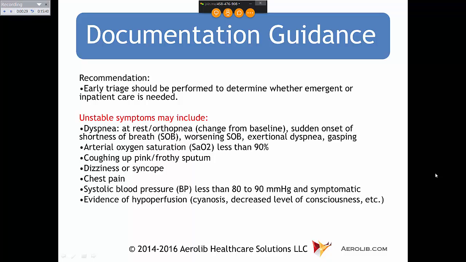Now, people on the call have already taken my hint that this is the terminology that's actually required in progress notes, in discharge summaries, in H&Ps. So pulse oximetry less than 90%, coughing up pink and frothy sputum, whether there's interstitial edema, pulmonary edema, whether there's dizziness or syncope, chest pain, systolic blood pressure less than 80 to 90, and this is an indication of hemodynamic instability, or evidence of hypoperfusion. Is there cyanosis? Is there a decreased level of consciousness?